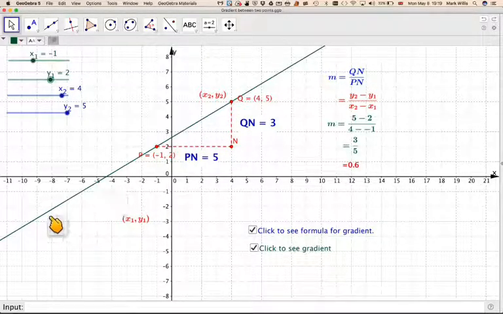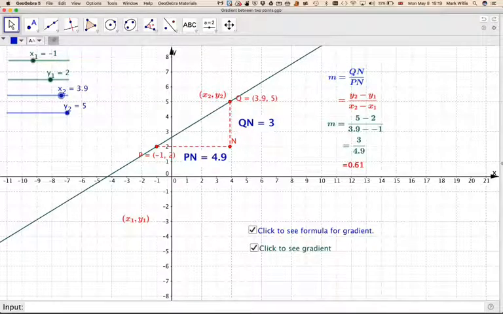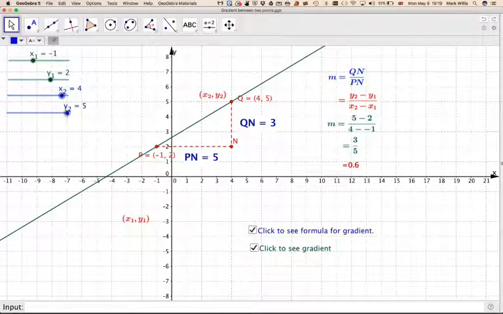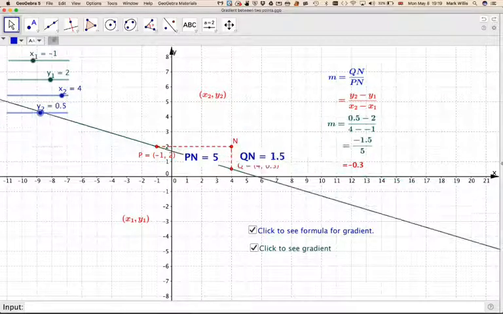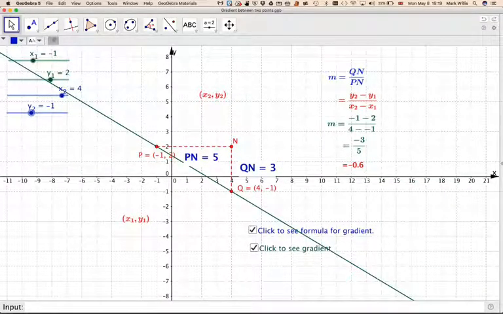Now there are lines that slope this way, and then lines that slope that way. So let's see if I just create one of those. If I change the y coordinate here to being negative, now we'll see that the gradient is negative. And why is it negative? Because what it now says is, for every 5 squares I go along, I now go down 3 squares. And this time you draw your triangle across the top.